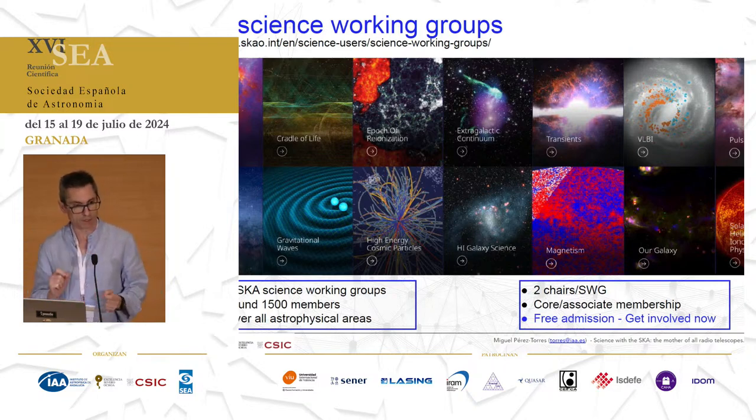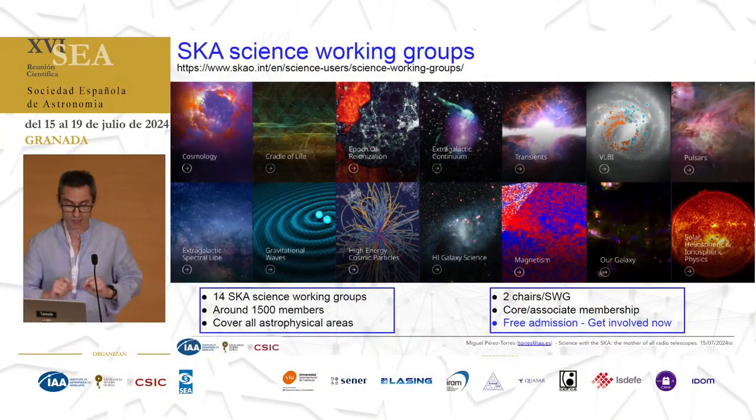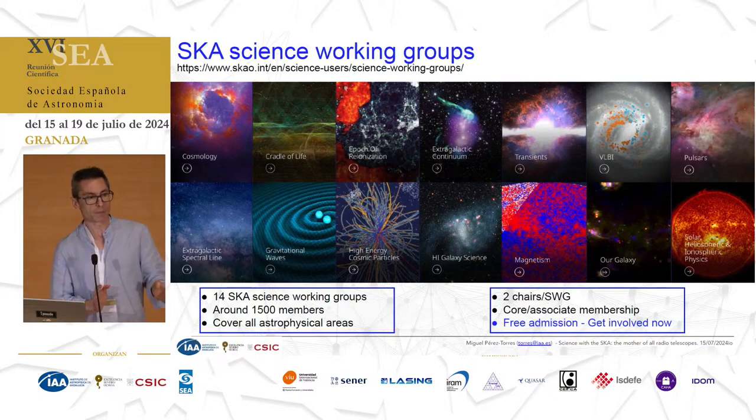So the point is that if you are interested, you should go to those pages, have a look at the science that is closest to you, and simply write to the chairs. It's organized like that. There are 2 chairs, normally a man and a woman, per working group. You contact them and say, well, these are my interests, and I think SKA could be of use to me, and they normally accept you because it's free admission, basically. So for the moment, just be here. Things can change. Then you can become an associate member.